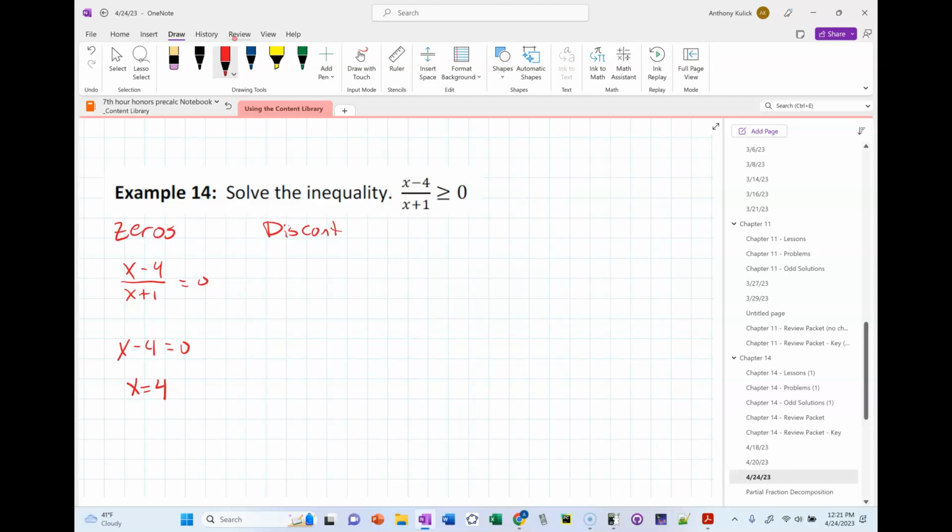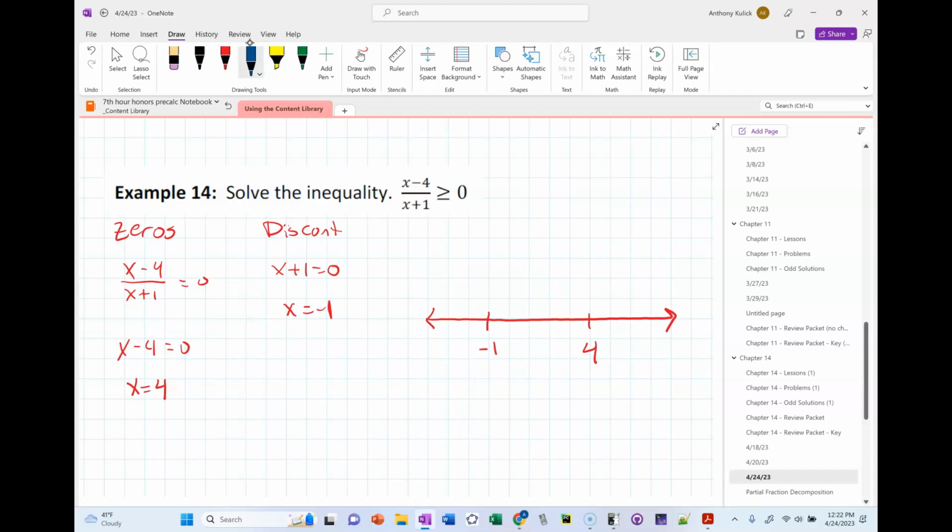And how do I find the discontinuities? Well, I set the denominator equal to 0. Everybody okay with what I did there? So if you have a rational function, you have to set both the numerator and the denominator equal to 0. So I'll draw my sign diagram.